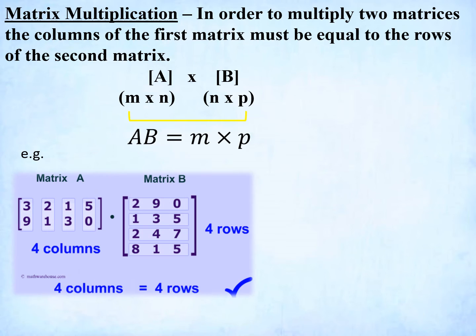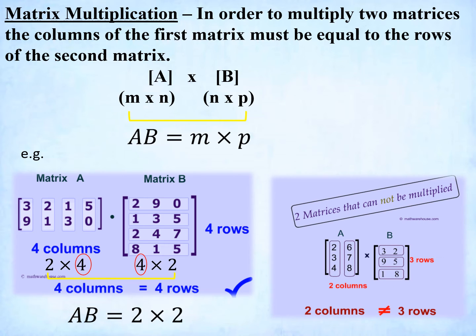So for example, we are going to multiply matrix A by matrix B. In matrix A, we have 4 columns, and in matrix B, we have 4 rows. So we can multiply it. Taking a look at their order, in matrix A, the order is 2 by 4, while matrix B is 4 by 2. So therefore, we can multiply them. The order of the product of these two matrices is 2 by 2.